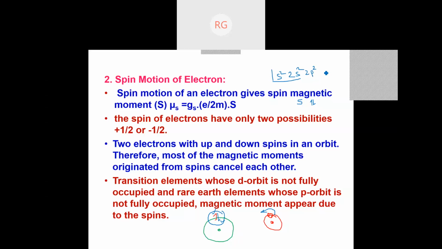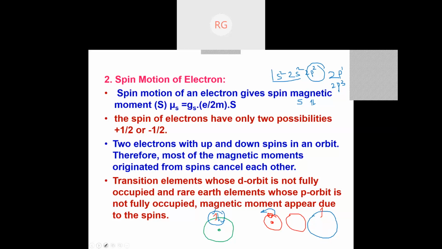But instead of this, if I now consider 2p1 or maybe 2p3, something like this, if I take it now, the outermost orbit will have only one electron. If there is only one electron, this will have either up spin or may have down spin.